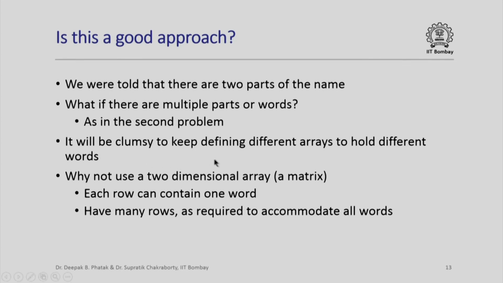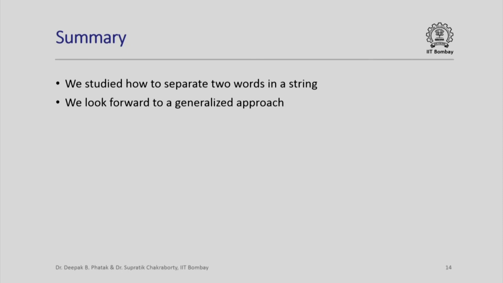Now, it will be very clumsy to keep defining different arrays to hold different words. Why not use a two-dimensional array or a matrix, where each row can contain one word and the matrix will have many rows, as many as are required to accommodate all words. We shall see this particular approach in another session.